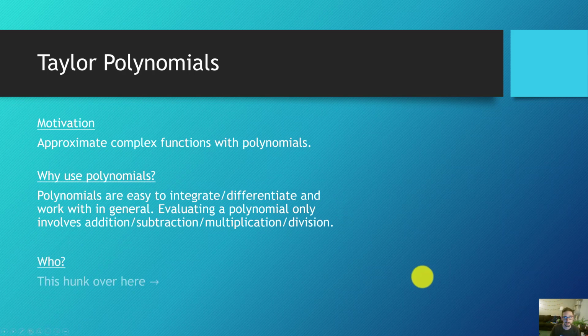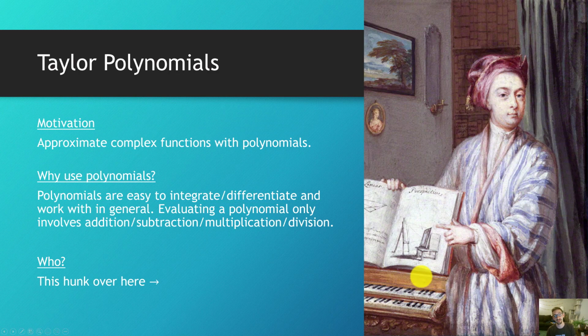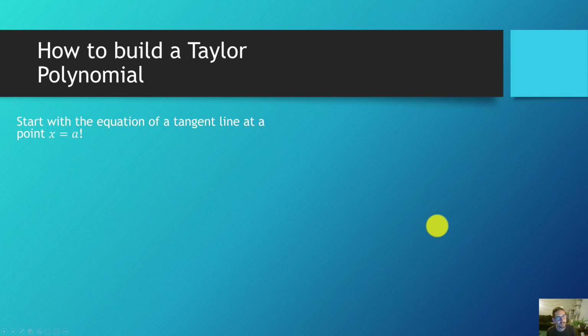Who? This hunk over here. This is Brook Taylor, and some students told me today that I have rizz, and I got nothing on this guy. Look at this hat. His hat is superior. I mean, I have a bird hat which comes close, but this hat is amazing. This guy's like in his pajamas teaching us about perspectives right now. It's pretty impressive. All right, let's get into it.